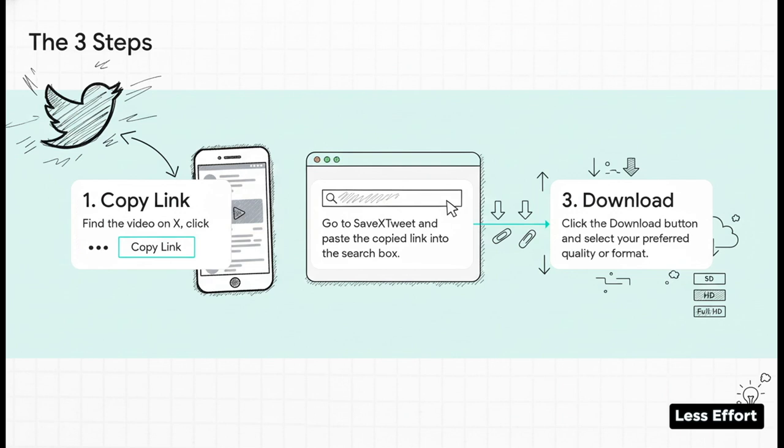Now for step 2. Just head over to the Save X Tweet website in your browser. You'll see a search box right there at the top. All you have to do is paste that link you just copied right in there. And for the final step, you guessed it, just click download. You'll then get to pick the quality you want, and the tool actually supports up to 1080p Full HD, so you know you're getting the original high-res file, which is awesome.